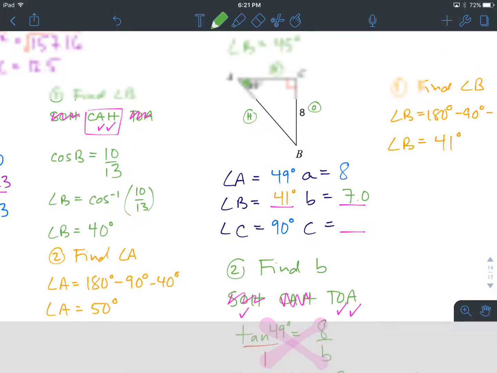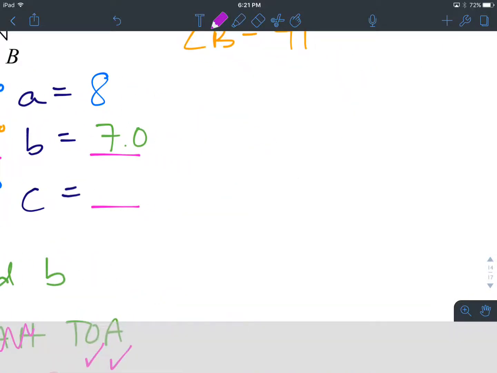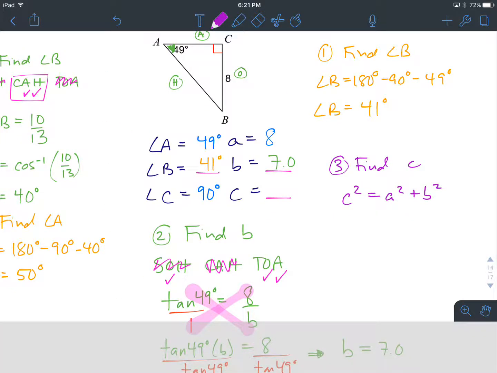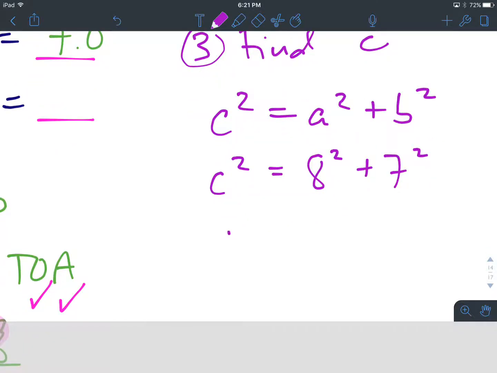7.0. And last but not least, we're going to squeeze in here and go get side little c, and we'll use our Pythagorean theorem for that, just to keep it fresh. So we have number 3, which is find c. And let's use our Pythagorean theorem. c squared equals a squared plus b squared. Of course, in this triangle, again, we don't have our hypotenuse. That's what we're looking for. So it's c squared equals 8 squared plus 7 squared. Let's do it on our calculator: 8 squared plus 7 squared is going to give us 113.